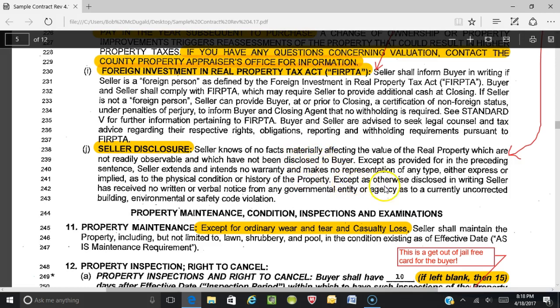Except as otherwise disclosed in writing, seller has received no written or oral, or verbal, notice from any governmental entity or agency of a currently uncorrected building, environmental, or safety code violation. So this is not a caveat emptor. This is not the buyer beware situation. This is saying that if a seller knows of something, they have to disclose it. Now, where do they disclose it? On the seller's disclosure, which we'll talk about later.